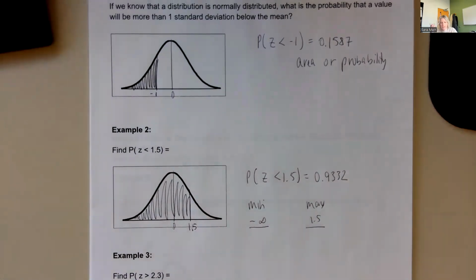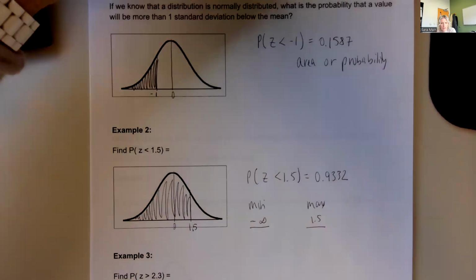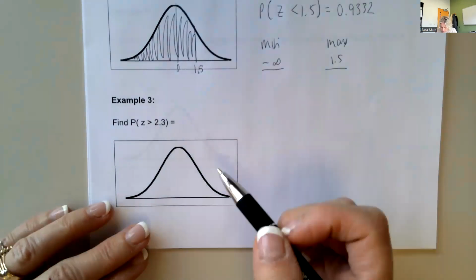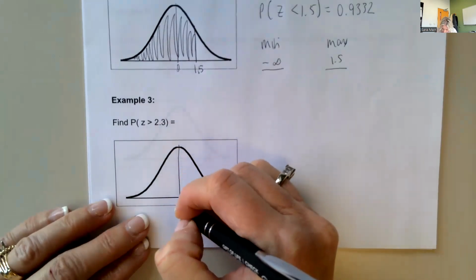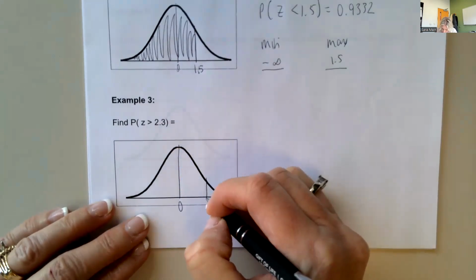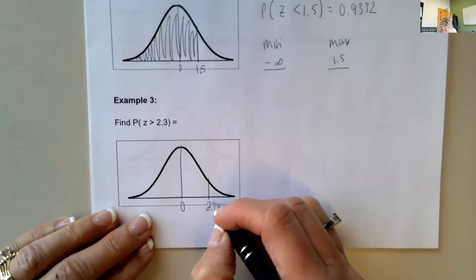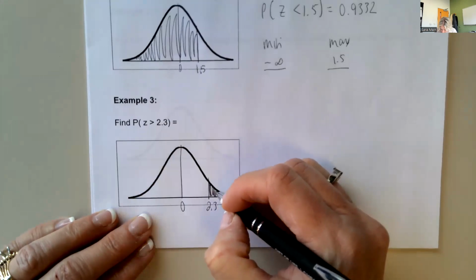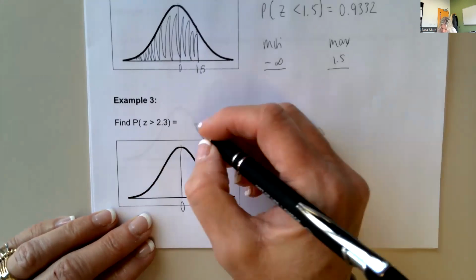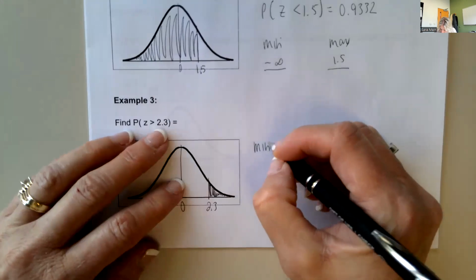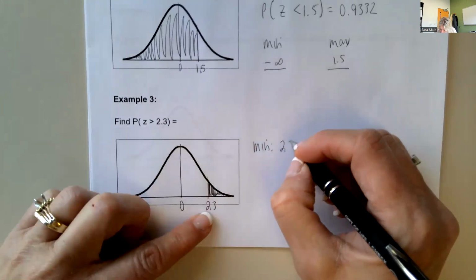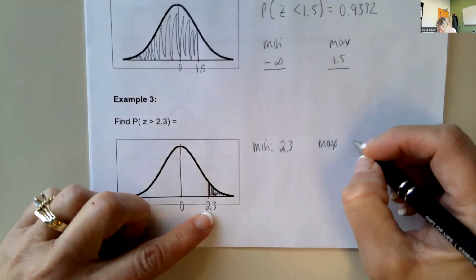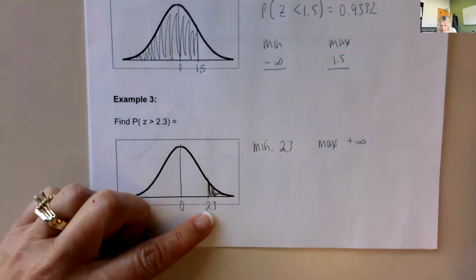The next one, I'll show you my Desmos screen. So example 3 says, find the probability that z is bigger than 2.3. So 0 is our center, and 2.3 is going to be somewhere over here, and greater than means we're shading to the right. And so my min this time is going to be 2.3, and my max is going to be a positive infinity.